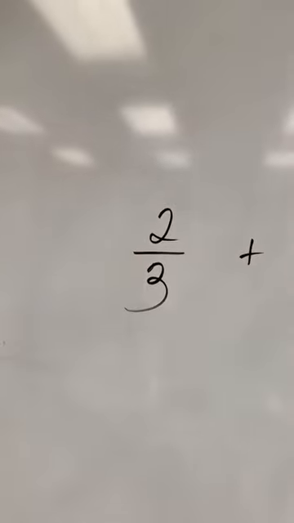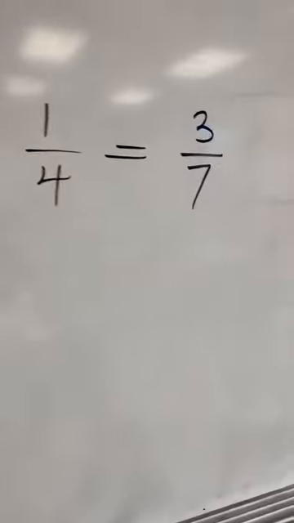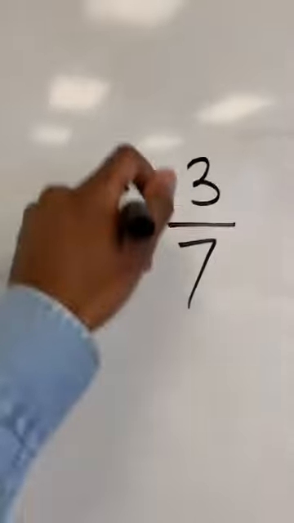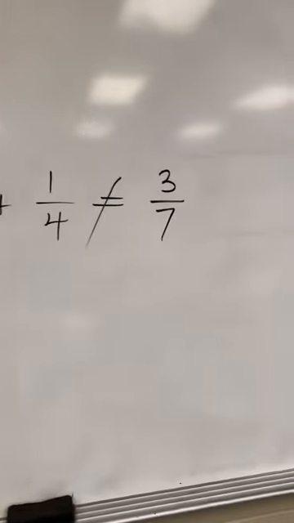For the students that never listen, they'll see this and they'll say 2 plus 1 is equal to 3. Then they'll look at the bottom and say 3 plus 4 is equal to 7. And that is totally false. There's no truth to that, all right?